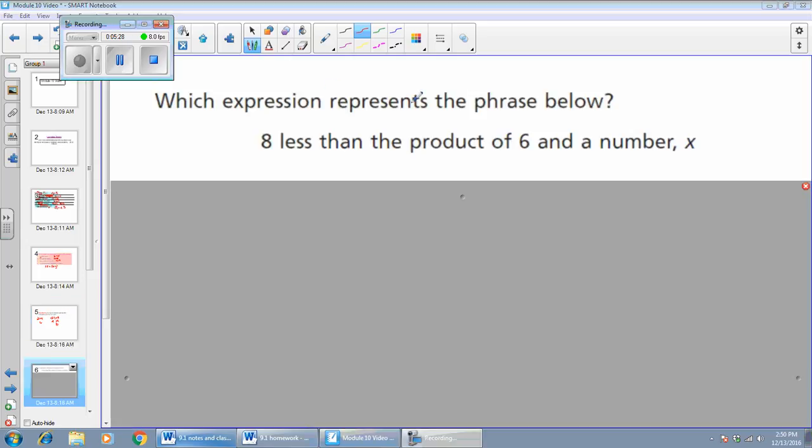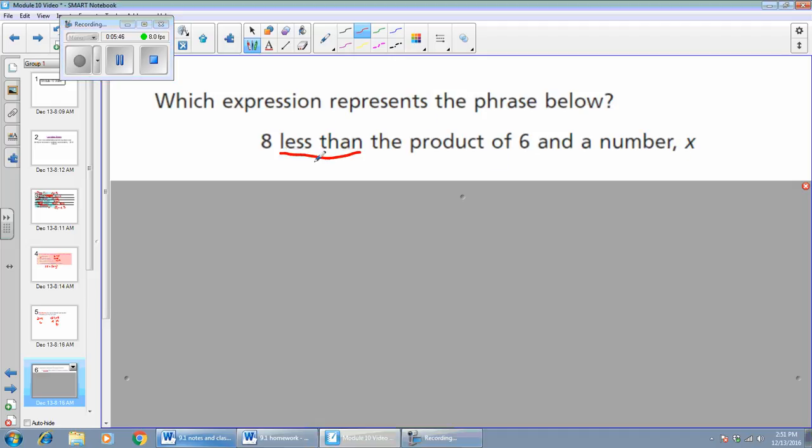Which expression represents the phrase below? 8 less than the product of 6 and a number x. So I haven't given you the answers because I want you to think about this problem first. How would you write this? 8 less than the product of 6 and a number.